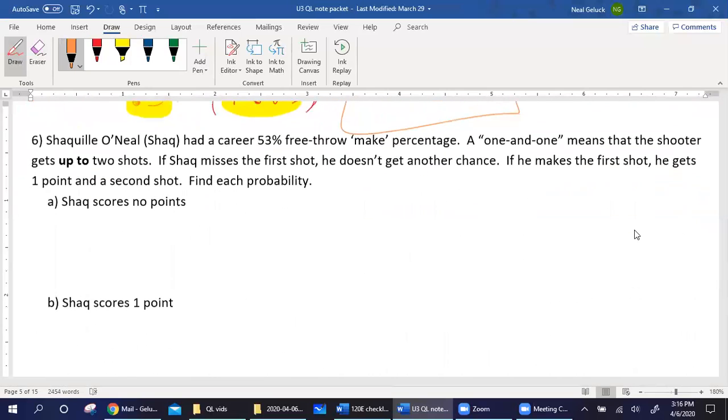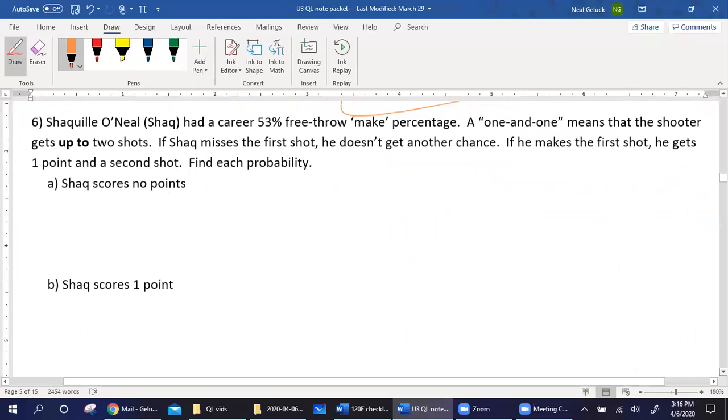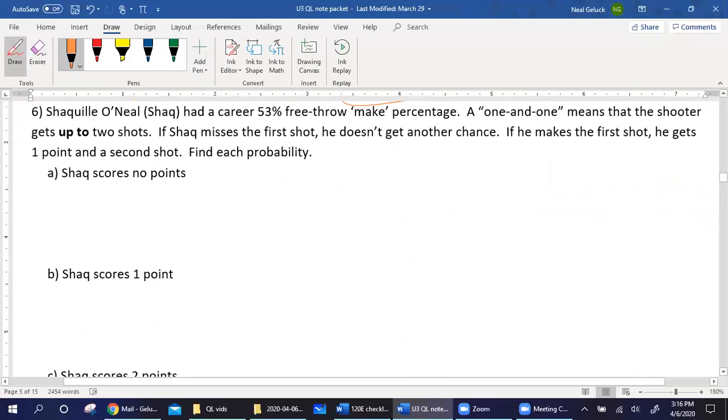On number 6, now we're looking at some basketball, and we're talking about Shaq. Shaq was notorious for not being good at making free throws. He only was a 53% free throw shooter for his career.